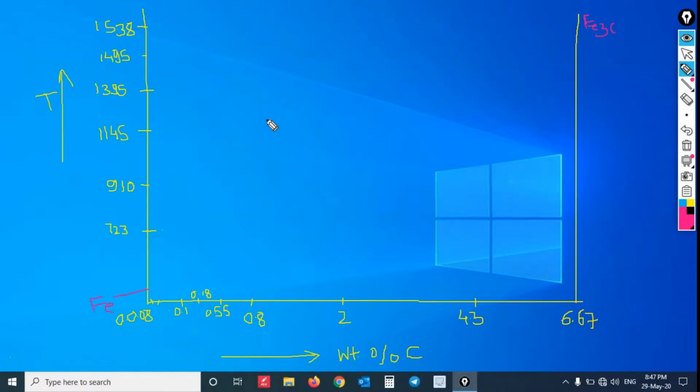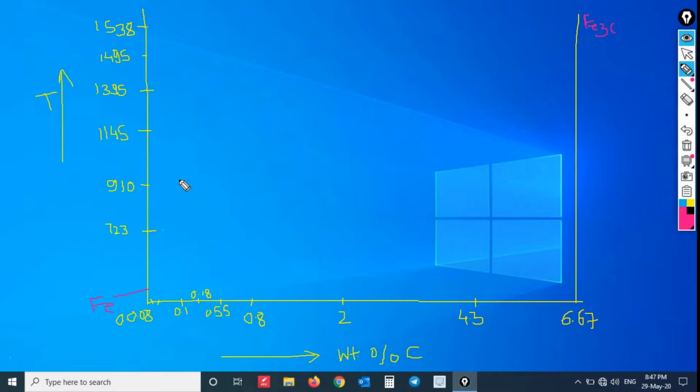Today we will study the important diagram called the iron carbide diagram, which is nothing but the heart of metallurgy. We have to study the diagram in a very simple and easy way. How to draw the iron carbide diagram in a simple and easy way? For that, we have temperature on the y-axis and weight percentage of carbon on the x-axis.